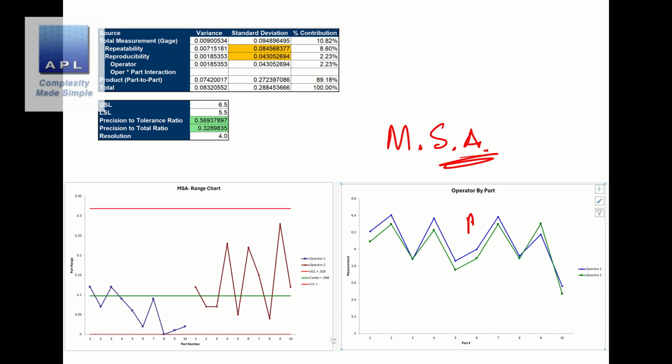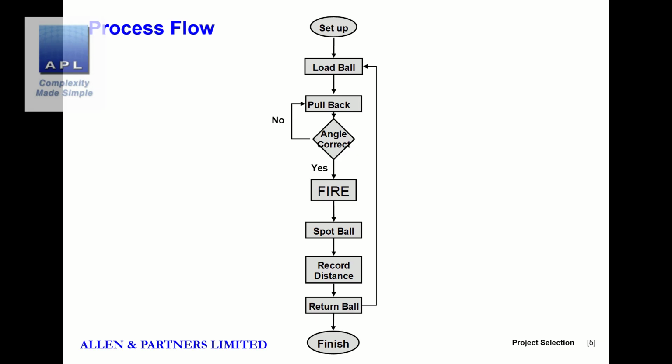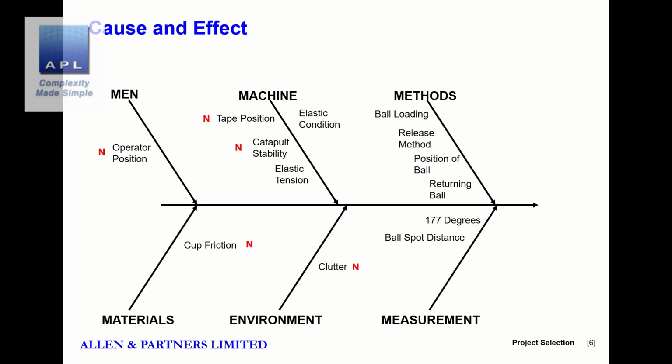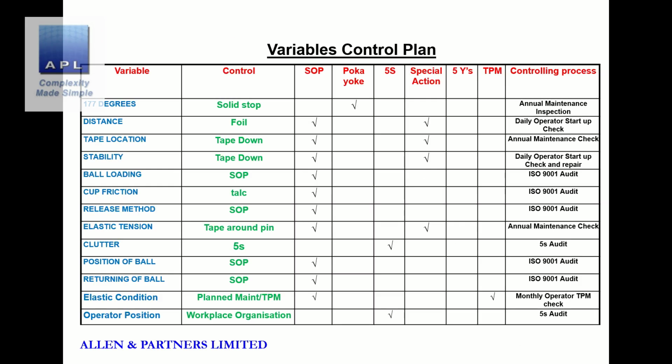So we've conducted measurement system analysis. We have a measurement system problem, and we know we're going to have to improve the measurement system, which of course we do in the improve phase of this project. We then went into the process analysis phase, process flow, cause and effect. We've put that in the presentation. Here's the flow diagram, here's the cause and effect diagram, and from the cause and effect diagram we've then done a control plan, and that's the improve phase of this Catapult case study.